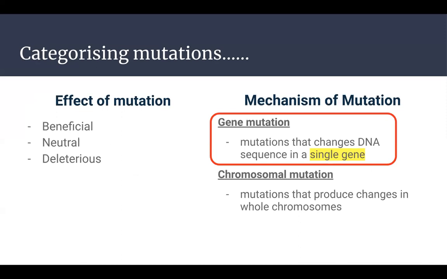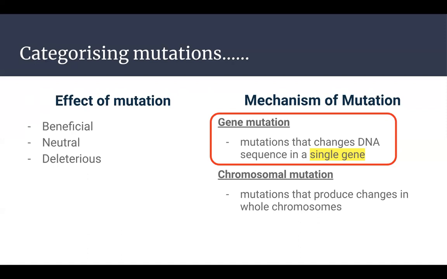So, after the effect of mutation, we also look at the mechanism of mutation, or you can call it the scale of that mutation. First, we're going to look at gene mutation, where the mutation happens to only one single gene in that long strand of DNA. Remember, your DNA is super long and it has multiple genes on it. So if the mutation only affects one single gene, then we call it a gene mutation.